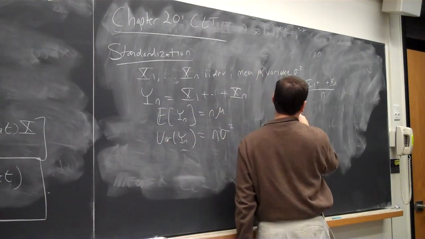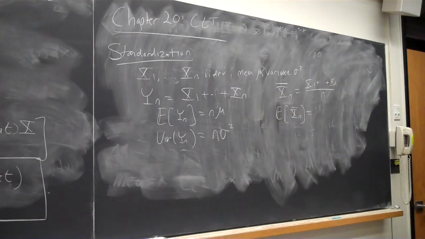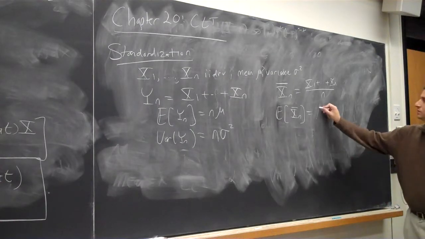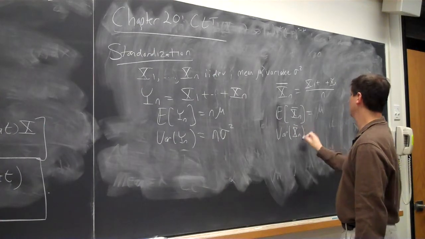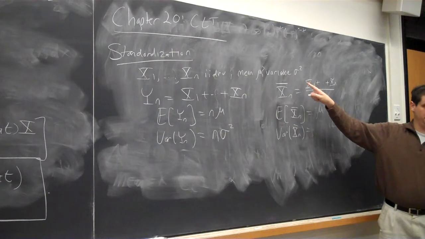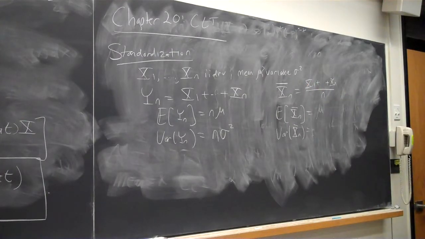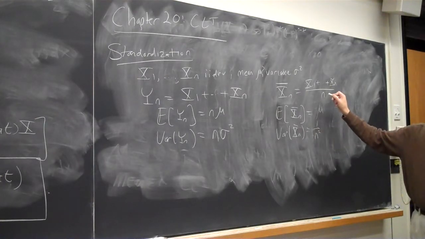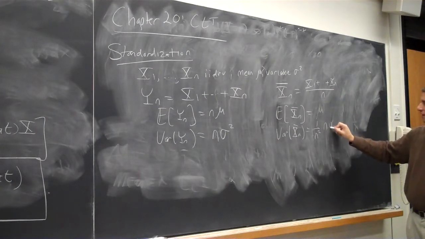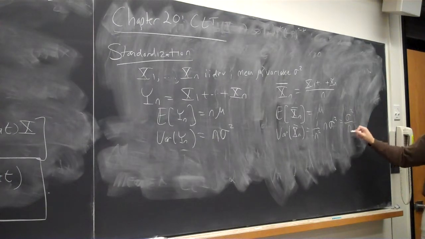The expected value of X n bar, what's its expected value? Mu. And what's its variance? So I get 1 over n squared times the variance of each one. And I have n of them. So it's 1 over n squared, because I square the coefficient. I have n of them, and the variance of each piece is sigma squared. So my variance is sigma squared over n.